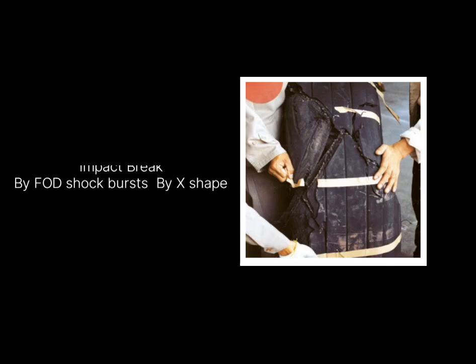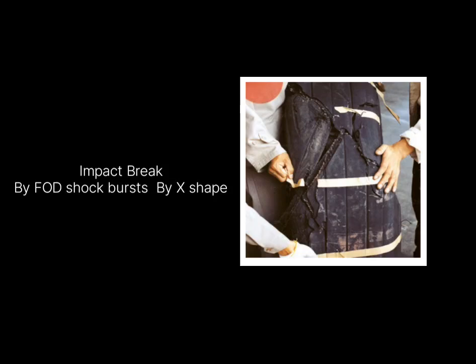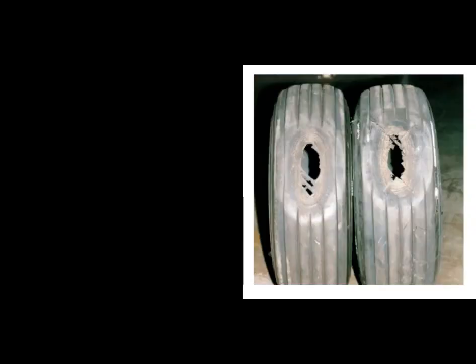Another type, in the image you can see impact break. This is possibly caused by FOD, typically identified by a diamond or X-shaped rupture of the tread and carcass sustained by rolling over a foreign object. So this situation is not accepted. Here also you have to remove the tire from the aircraft.